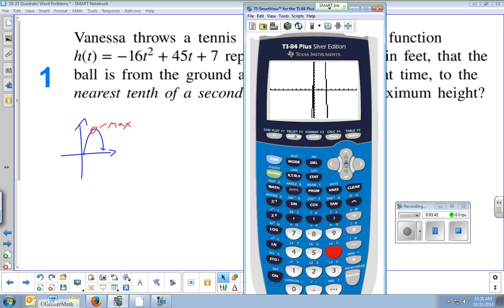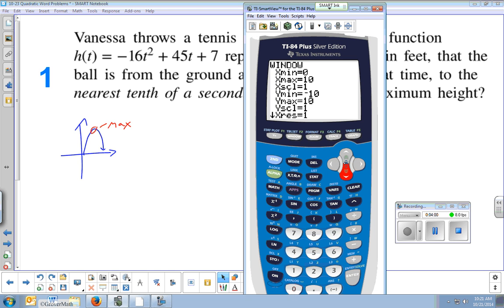So if you click on Window, which is up top, the first thing it asks for is an x min and an x max. And so that's our x-axis, our time axis. And I'm going to set the minimum to 0 because I don't need any negative time in this problem. So I'm going to set it to 0.